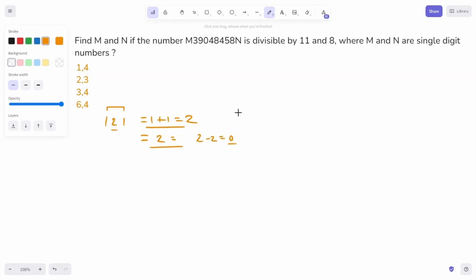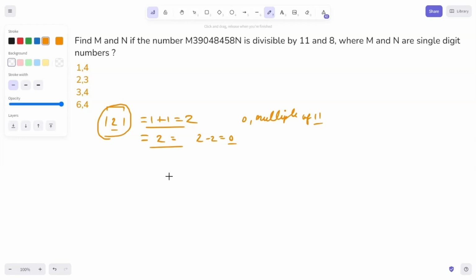And if the difference of the odd position number sum and the even position number sum is 0 or a multiple of 11, it means that particular number is completely divisible by 11.